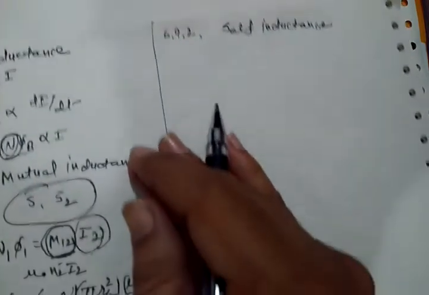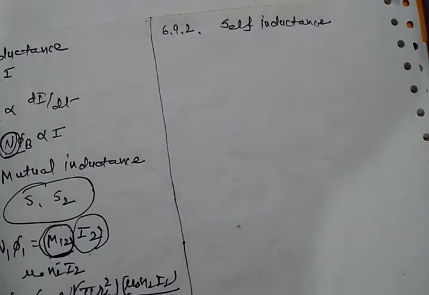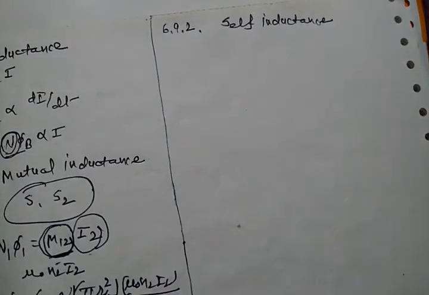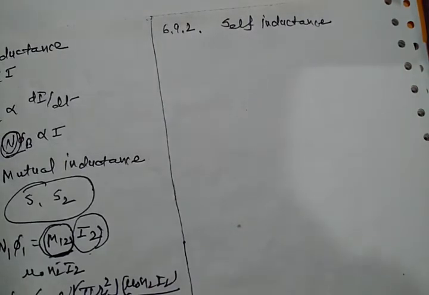Okay, self inductance. Previously we considered two solenoids, and a flux in one solenoid due to the current in the other. In the self inductance case, it is also possible that an EMF is induced in a single isolated coil due to the change of the flux through the coil by means of the varying current through the coil. This phenomenon is called self induction.